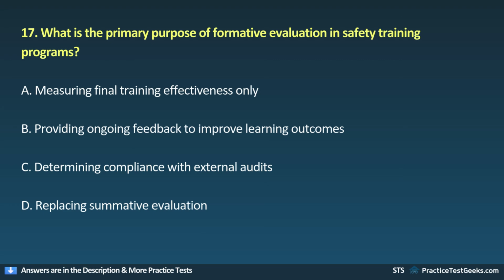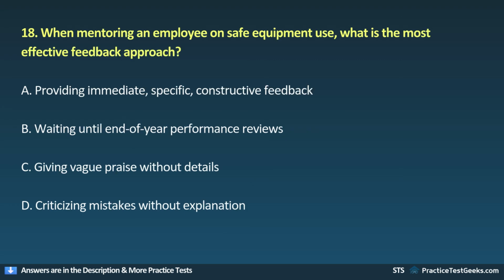17. What is the primary purpose of formative evaluation in safety training programs? A. Measuring final training effectiveness only. B. Providing ongoing feedback to improve learning outcomes. C. Determining compliance with external audits. D. Replacing summative evaluation.